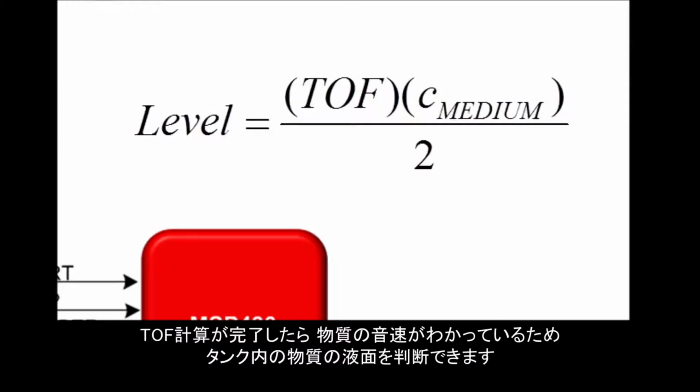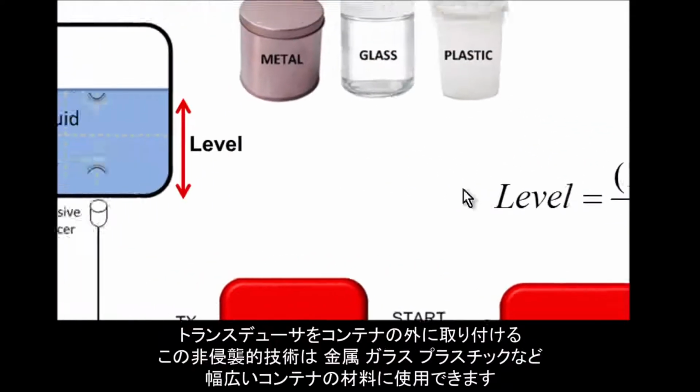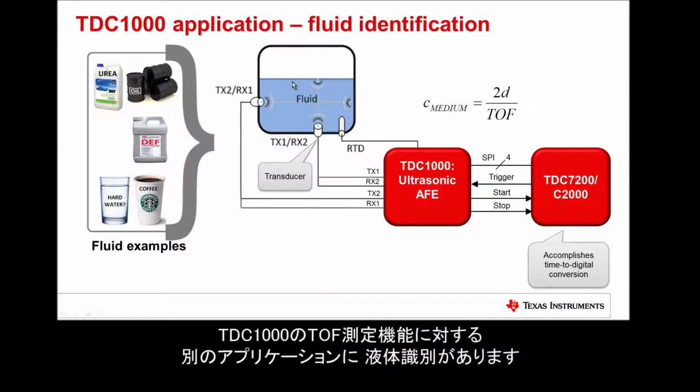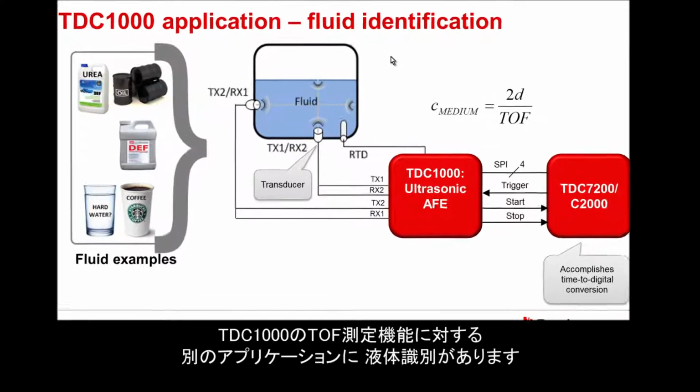Once I've done my time-of-flight calculation, I now know my speed of sound from my material. I can then determine the level of that material in that tank. This non-invasive technique, where I'm mounting the transducers outside the container, can be used in a variety of container materials: metal, glass, or plastic. Another application for the TDC1000's time-of-flight measurement capability is fluid identification.